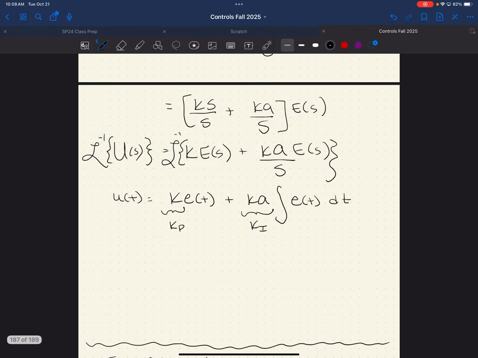We call these Ks for PID control gains. I have a K_P, a K_I, and a K_D gain. PID gains. Okay, so we call this proportional integral control, or PI.